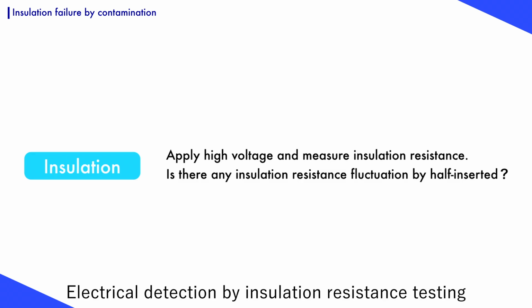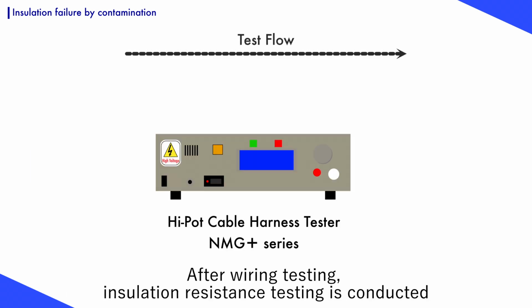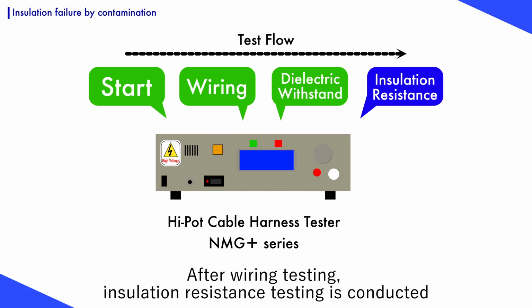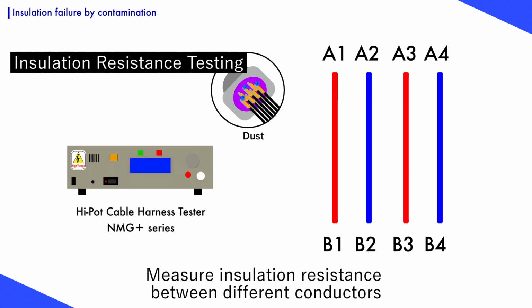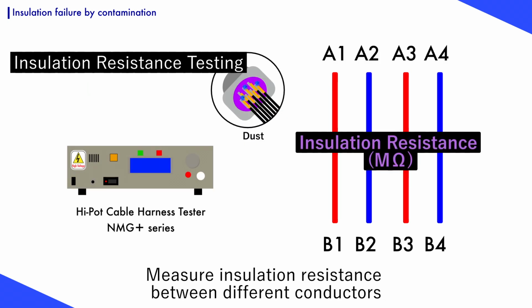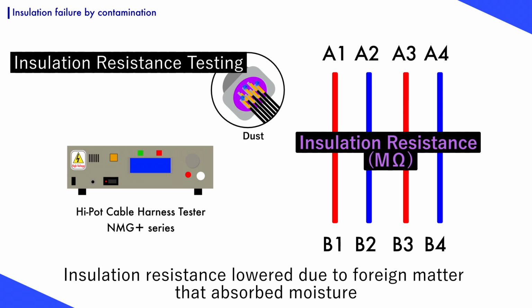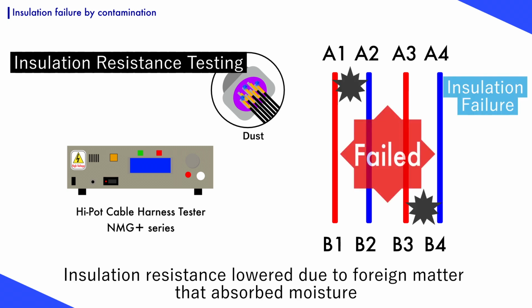Insulation resistance testing is effective in preventing defective outflow. Harness testers can be implemented in a series of wiring and dielectric withstand voltage tests, so introduction is smooth. Apply DC and measure the insulation resistance between different conductors. If it is less than the set judgment value, it will fail the test.